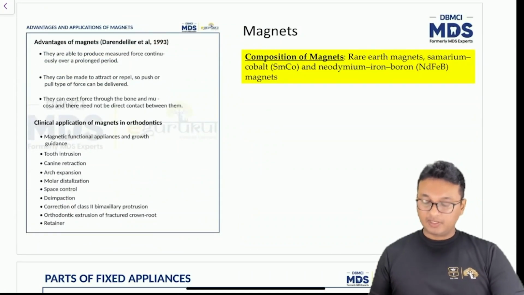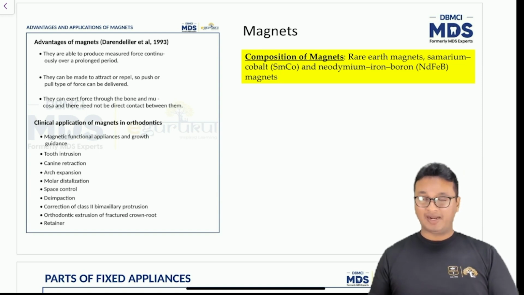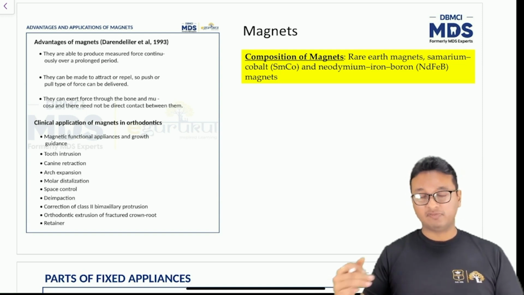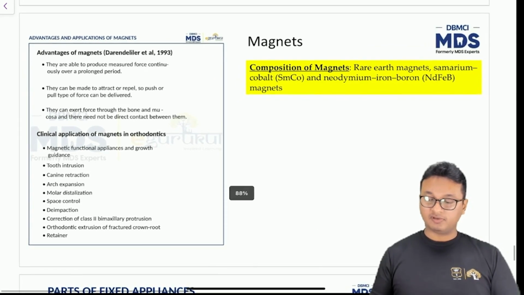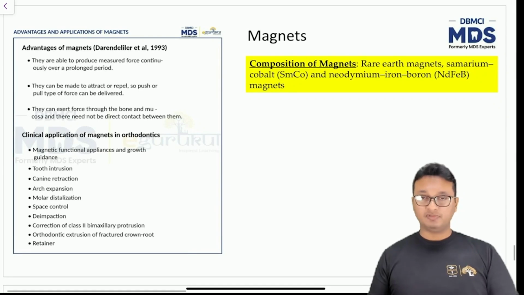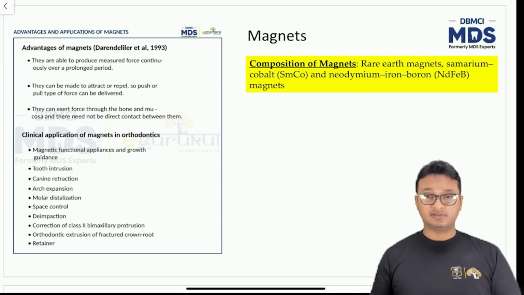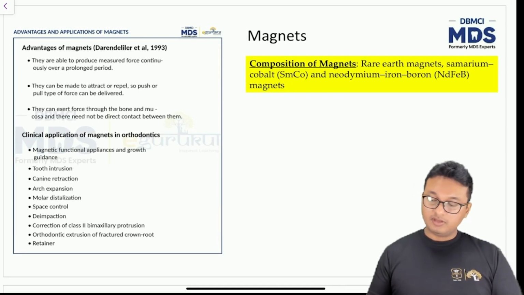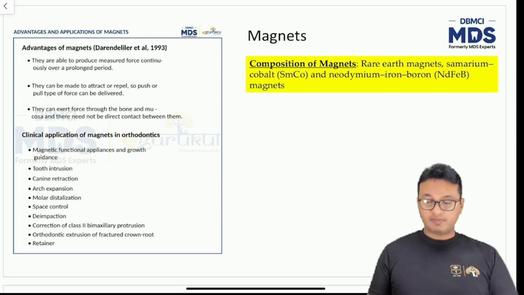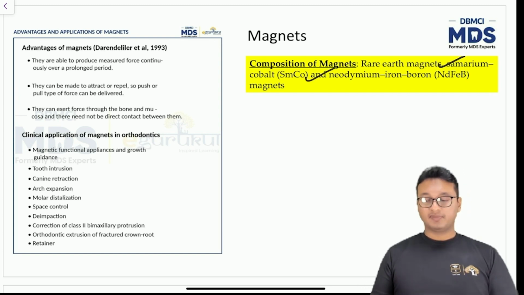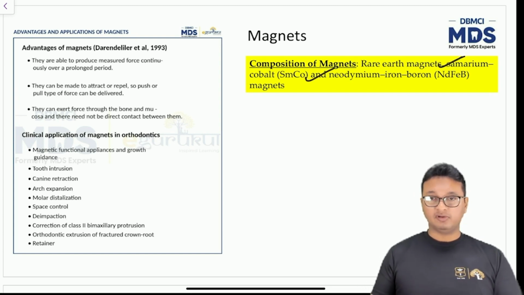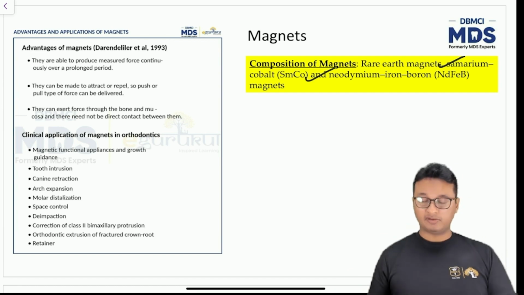Coming to magnets. Now, magnets have found their profound use in orthodontic practice lately. In fact, it was not used earlier, but with time, different researchers, different authors have come up with their own proposals of using magnets in different clinical situations. So, first of all, what is the composition of magnets? They are made up of rare earth elements like samarium cobalt and neodymium iron boron magnets, right? So these are also cytotoxic because a byproduct of these materials can be cytotoxic.